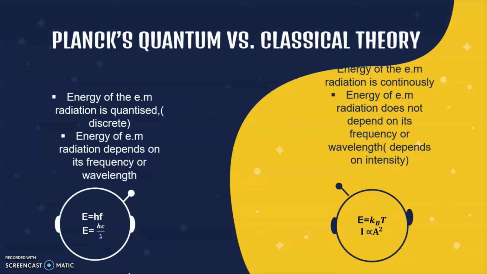In Planck's quantum theory, the energy of electromagnetic radiation is quantized, whereas in the classical theory, the energy of electromagnetic radiation is continuous. As well, in Planck's quantum theory, the energy of electromagnetic radiation depends on its frequency or wavelength, while in the classical theory, the energy of electromagnetic radiation does not depend on its frequency or wavelength.